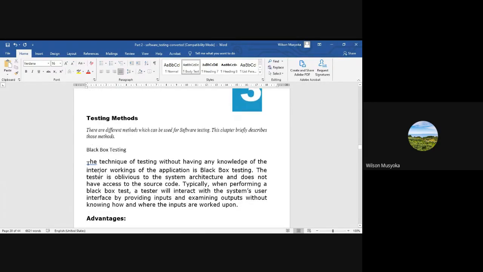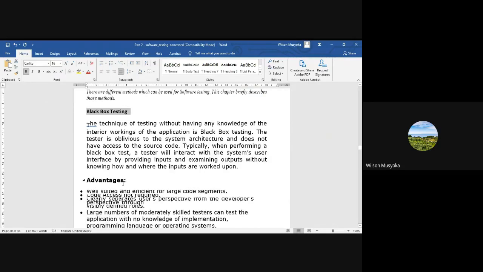So let us look at the different methods of testing. When you are doing testing, you can either perform black box testing. And when we are talking about black box testing, is when you are testing the software without having any knowledge of the interior workings of the system. That is why it is called black, because you are not checking what is inside the software or what are the workings behind what you are doing outside.